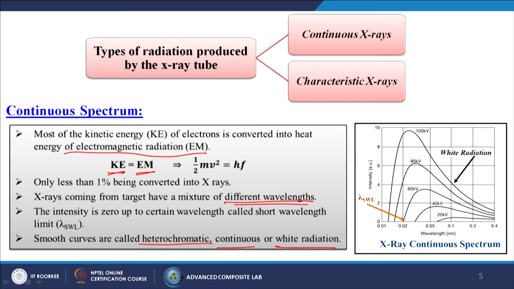So, from this particular figure you can see that we are getting a smooth curve, which is known as the white radiation, and this point is known as the short wavelength limit. The intensity at this point is 0.